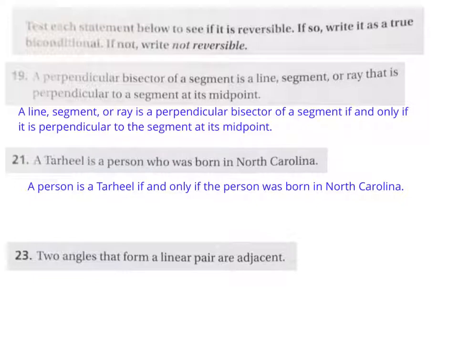So two angles that form a linear pair are adjacent. True. Now, what is the reverse of that? Two angles that are adjacent form a linear pair. No, that's not actually reversible, because you can have two angles that are adjacent, but they don't sum to 180, so we don't say they form a linear pair. So the answer to this is not reversible, because the converse of it is not also true. So that's it.